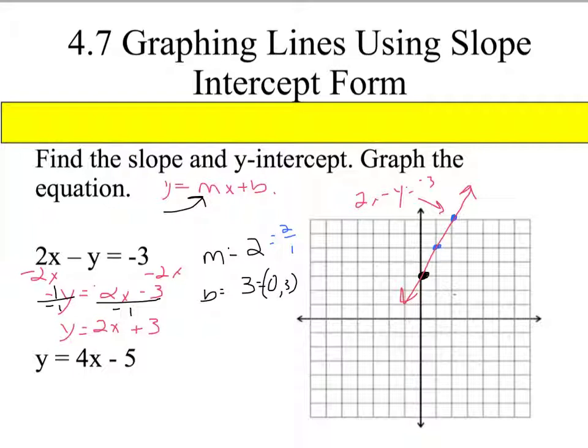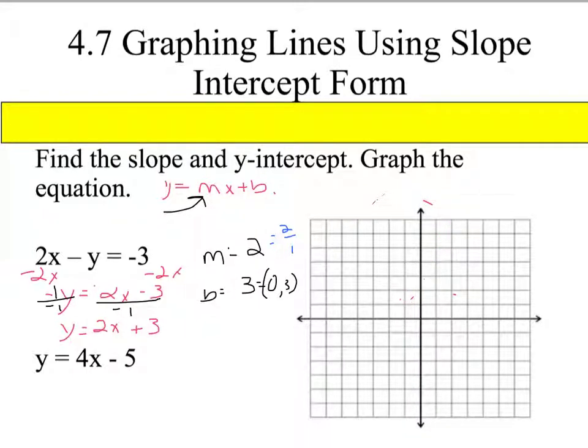I solve for y, get y all by itself. Make sure that mx comes first in our slope-intercept form. Function form doesn't matter as long as you get y equals, but in slope-intercept form, that mx comes first. Okay, next one, I'm going to erase this.